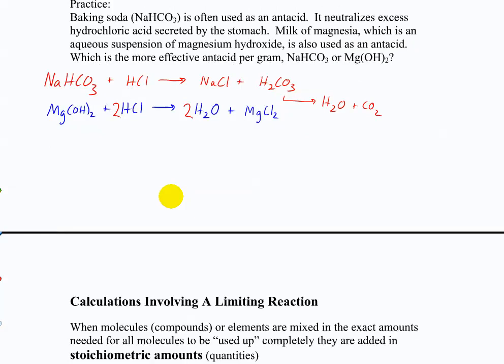What this question is really asking is how much HCl, in grams, does 1 gram of each antacid neutralize or react with?